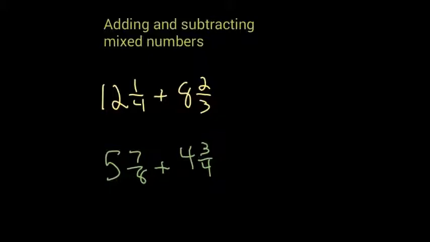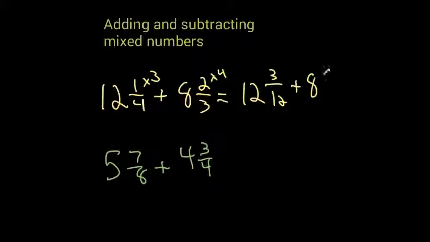Alright, now we're going to add and subtract mixed numbers. So again, because these involve fractions, you have to have common denominators. So the common denominator between 3 and 4 would be 12. So I'm going to times that 1/4 times 3 and the 2/3 times 4. So whole numbers stay the same. So 1/4 times 3 would be 3 over 12 plus 8 is my whole number, and then 2 times 4 is 8, and 3 times 4 is 12.